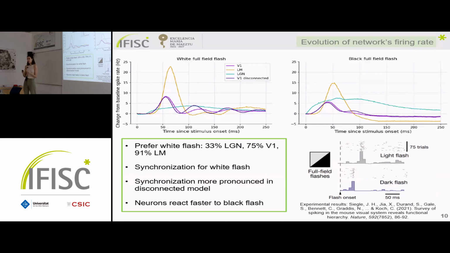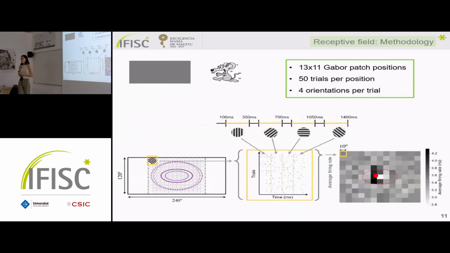And it has still implicitly learned that it has to react faster to the dark flash than to the light flash, as it happens in biology. Now I move to explain a receptive field analysis that we did.